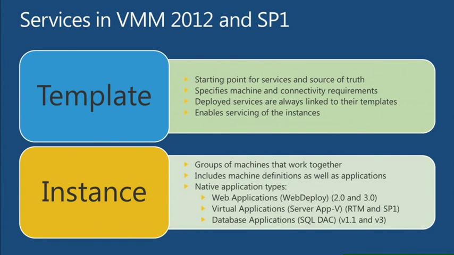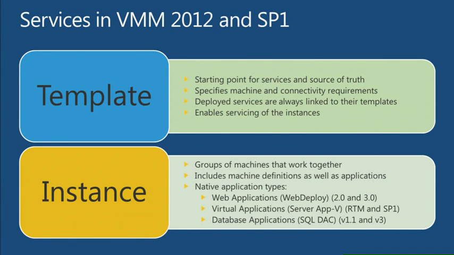So in terms of the in-guest configuration that I spoke about, what we did with VMM 2012, and this is only applicable to services, so even though some of these artifacts will show up in a normal VM template, if you go to deploy a standalone VM from a virtual machine template that takes advantage of any in-guest features like role feature enablement or application deployment, we'll give you a warning saying that those things are going to be skipped. So those will only apply when you deploy from a service template.